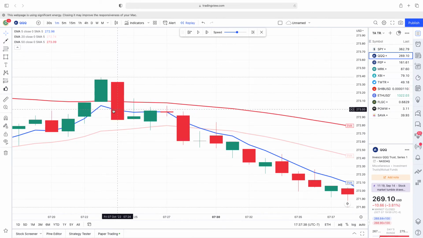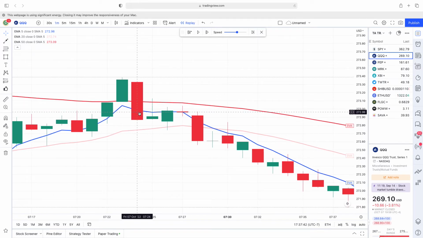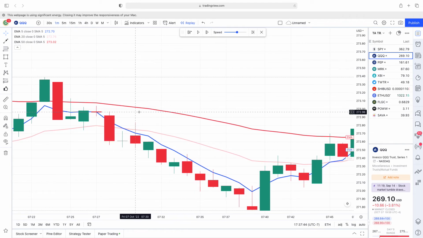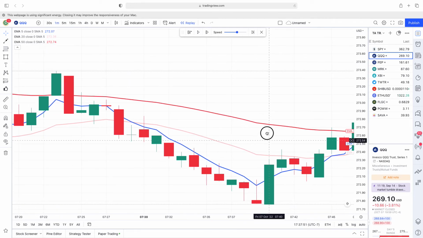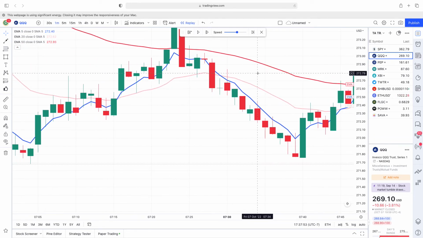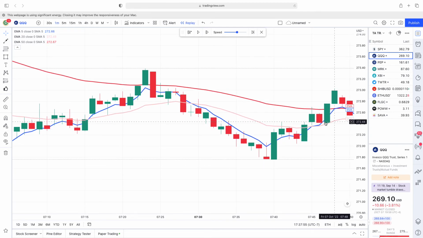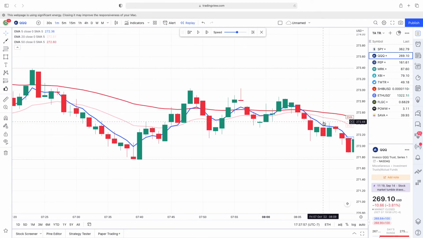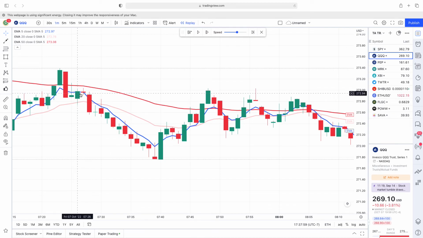But look at my 5. My 5 is between my 20 and my 50. To me, that's not a good sign. So I'm just going to sit back and I'm going to let this thing recalculate and do what it does. I'm not going to let my trades turn red. I'm going to get out with the win, with the dub. Okay? And then look, the 5 EMA crosses back down.